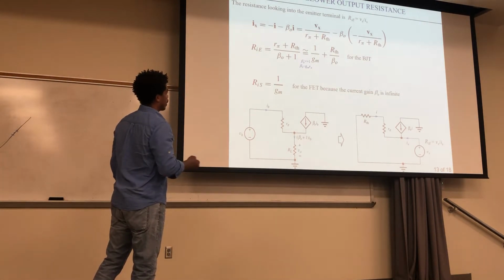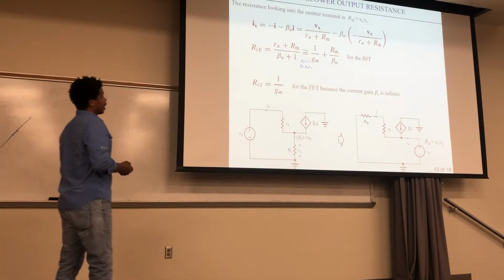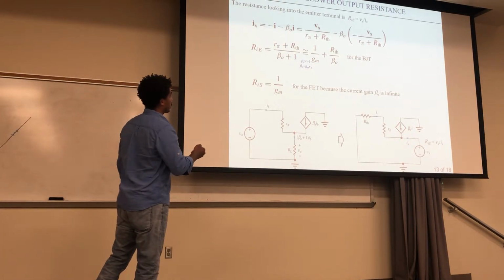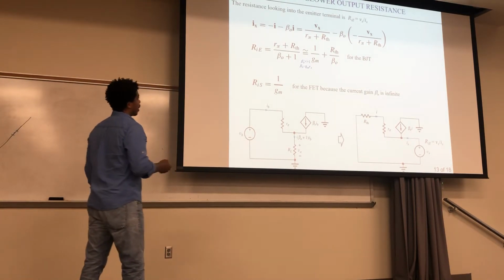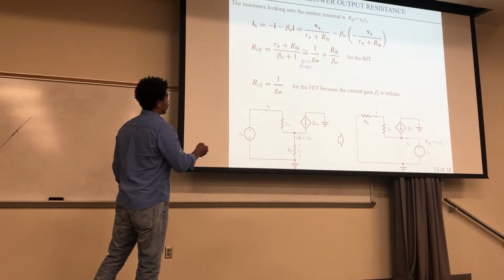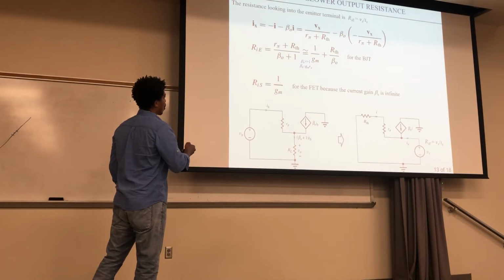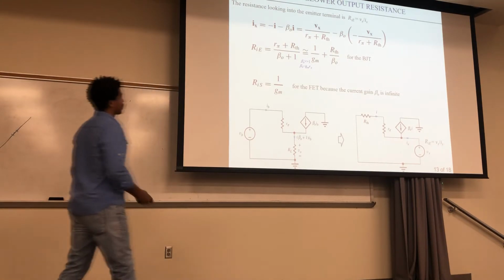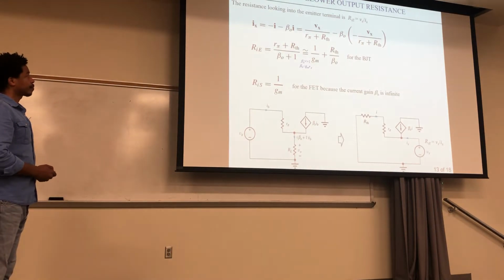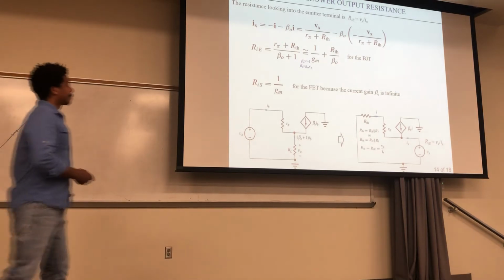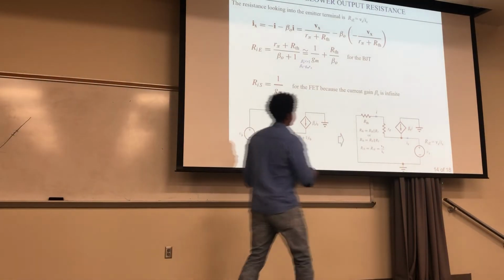Now, for the FET model, again, if you make these values really big, and also your R pi, the thing is that this really gets small, and so this RIS can be approximated as just 1 over GM. Okay, that's what we have here.